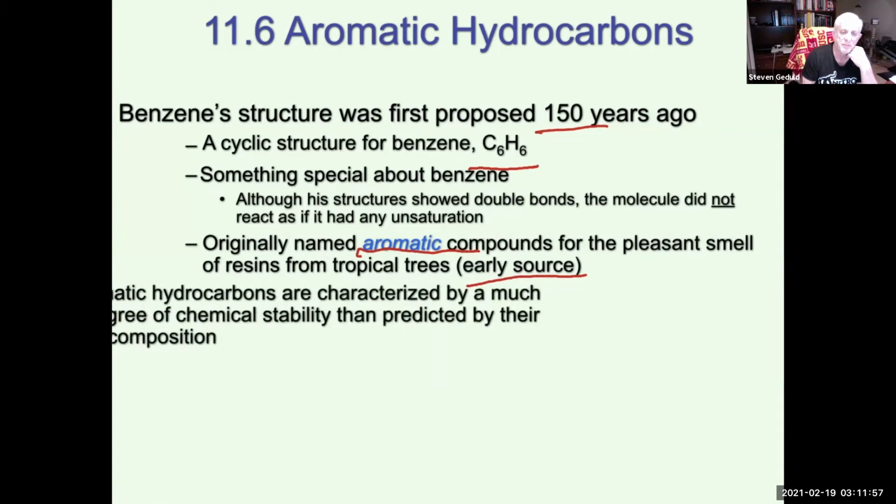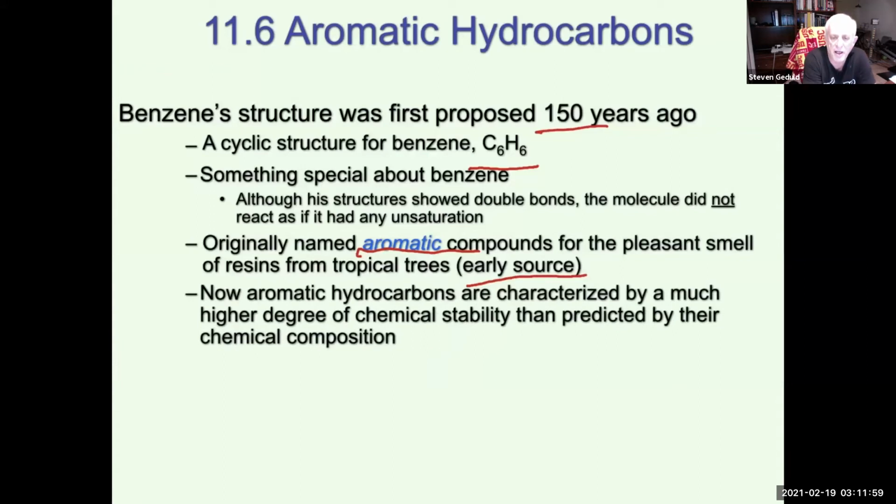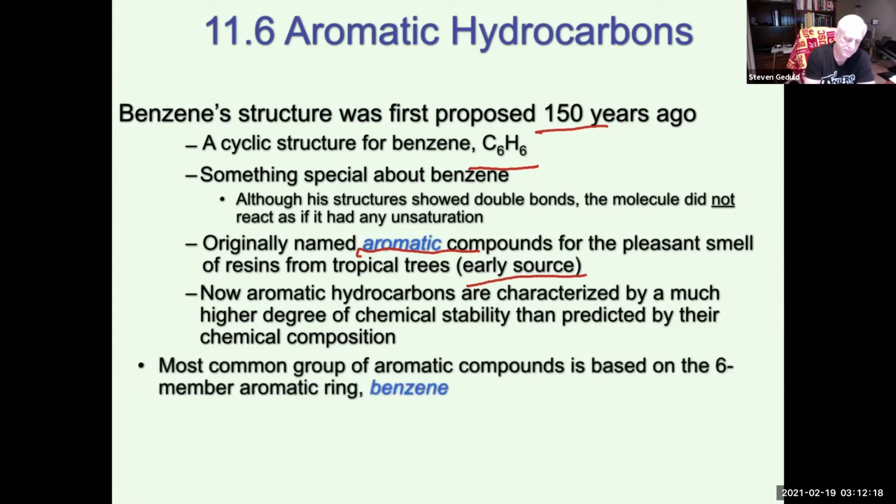Aromatic hydrocarbons are characterized by higher chemical stability than predicted by their chemical structure. In other words, they should have 3 double bonds in there, so it should react. We should be able to add chlorine across it. We should be able to hydrate it. We can't. There's something special about that benzene structure.